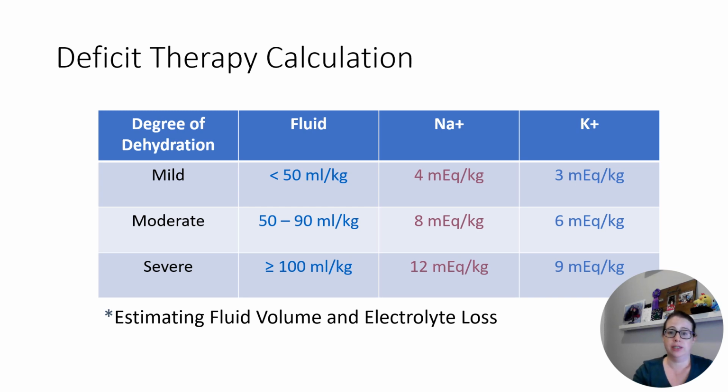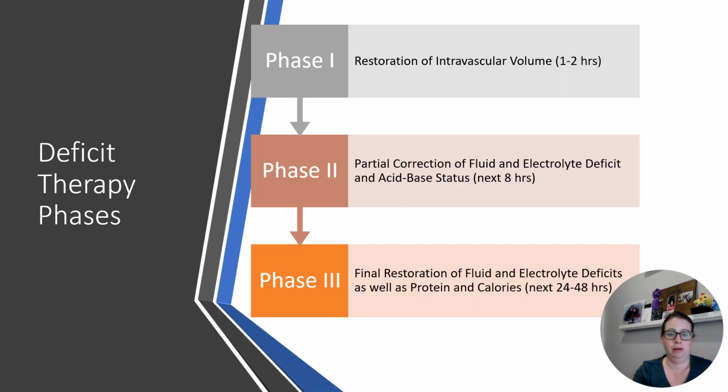Once the degree of dehydration is discovered, then we can look at what type. So then you're going to look at the sodium level, and if it's less than 135, it's hypo. If it's 135, it's iso, and if it's 145, it is hyper.